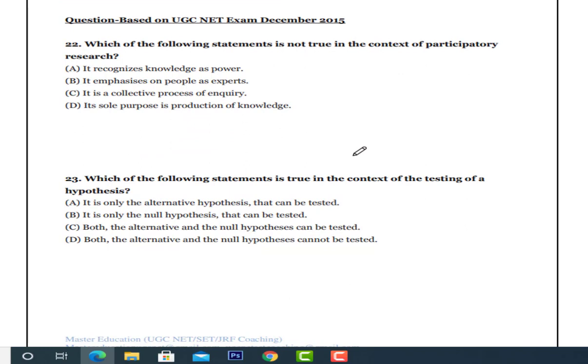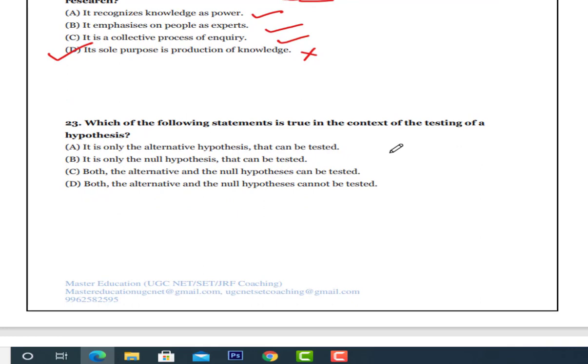Okay. The next question, which of the following statements is not true in the context of participatory research? So they are asking which is not true. Okay. So we can just identify which is true. It recognizes the knowledge. Yes. It recognizes the people as expert. Yes. It's a collective process of inquiry. Yes. Its sole purpose is production of knowledge? No. So they are asking which is not true. So I am choosing option 4. Its sole purpose is production of knowledge is not true. It may or may not be.